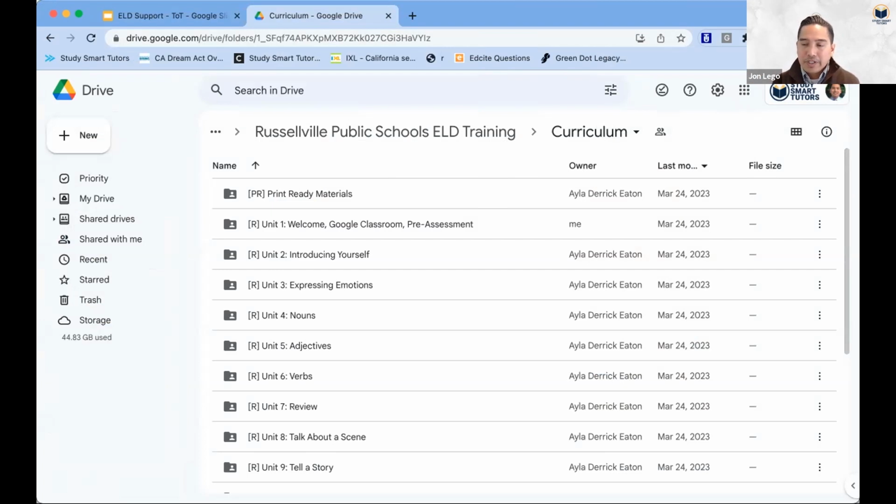So if you look at this, unit 1 is all about the welcoming and the pre-assessment. Unit 2 is about introducing yourself. Unit 3 is about expressing emotions. Unit 4 is nouns, 5 adjectives, 6 verbs, 7 review, 8 talk about a scene, 9 tell the story, 10 summarizing, and then 11 and 12 are review. The lessons are put together in a sequential way that builds off the former lesson.